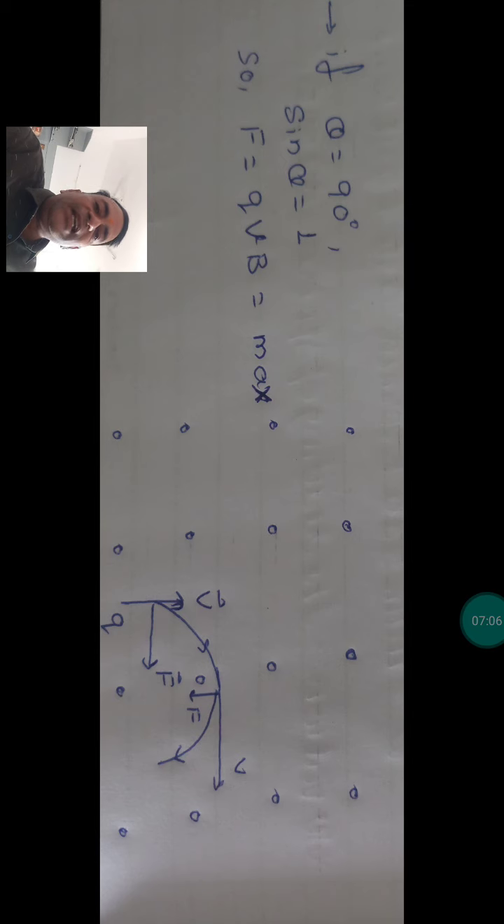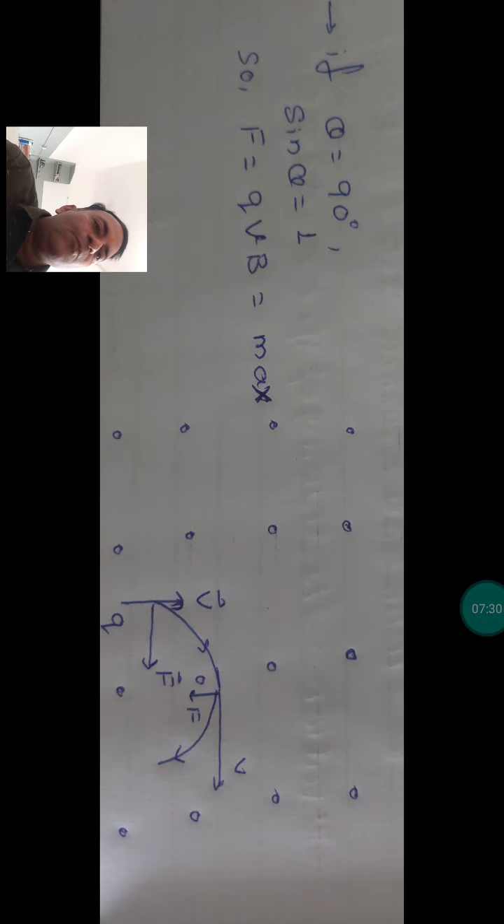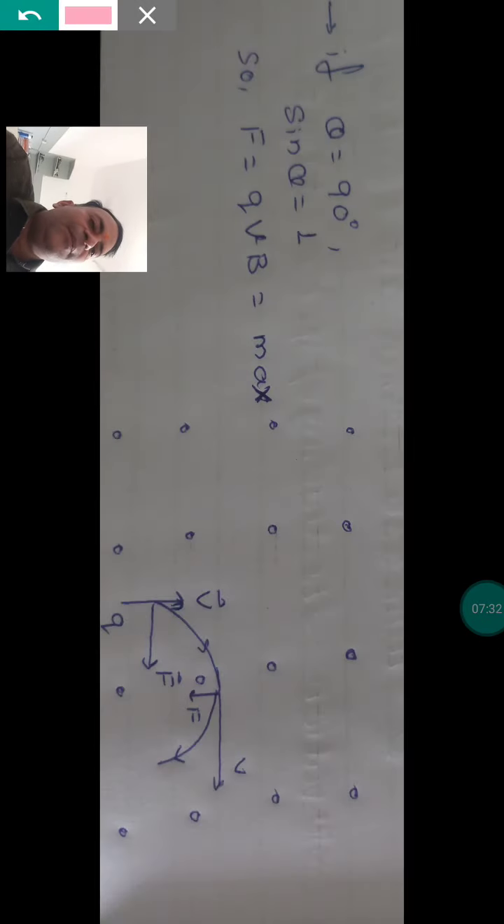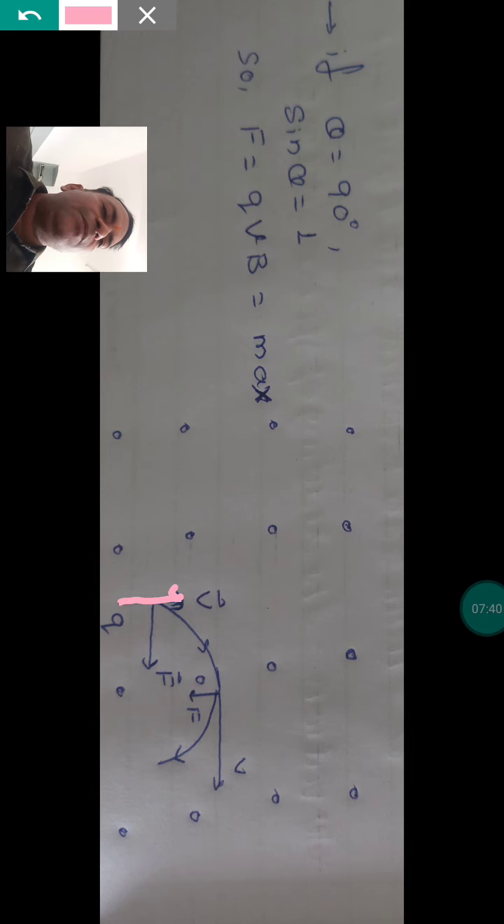So when does a charged particle experience maximum force in a magnetic field? When the velocity of the charged particle is perpendicular to the direction of the magnetic field. We can see in the adjacent diagram, there are some dots. What do these dots represent? Dots represent the direction of the magnetic field. And I have this charged particle which is moving in the magnetic field. Just see, this is the velocity of the charged particle. It is moving up like this.